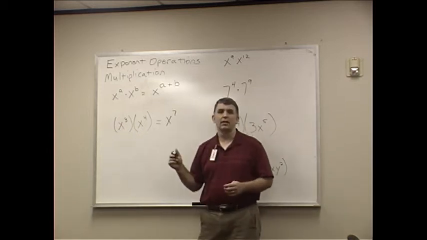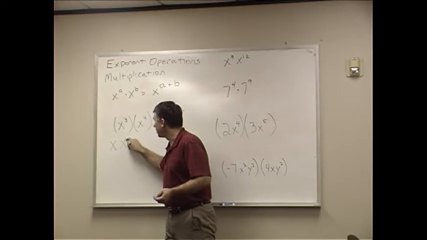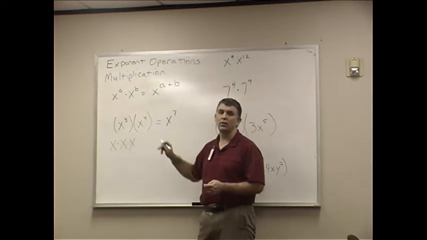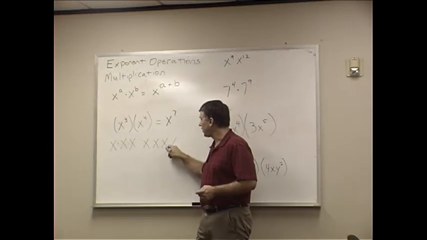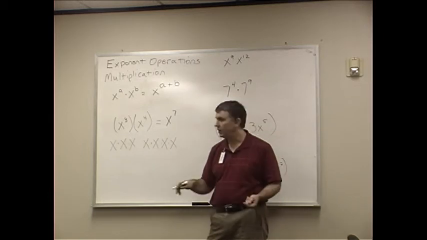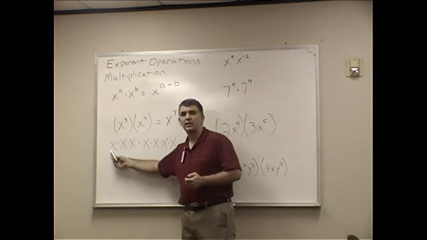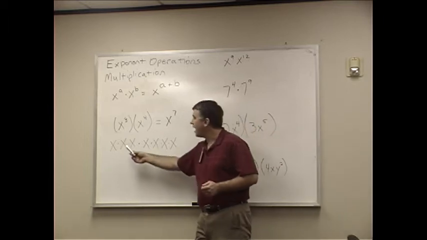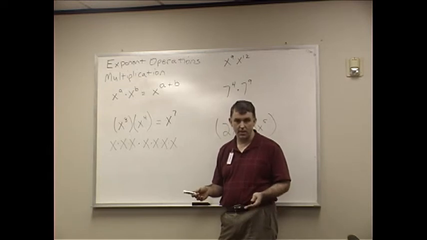Take a moment and let's write out x to the third. X to the third, if we wrote it out in expanded form, is x times x times x. X to the fourth, if we wrote it out in expanded form, is x times x times x times x. And these two things, when parentheses are next to each other, it also means multiply. Well, I think it's obvious that there are 7 x's that are written here, and x is multiplied times itself 7 times, so it would be x to the 7th.